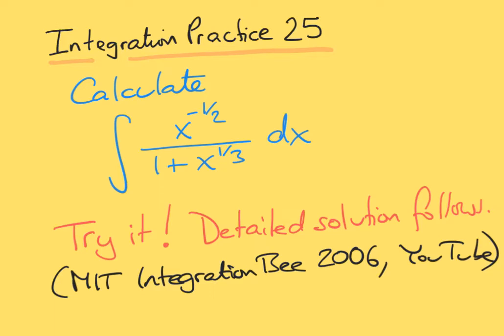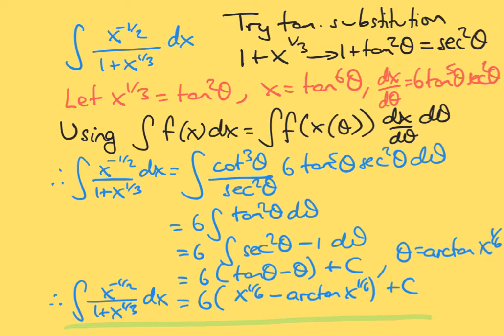Okay, welcome back. Let's look at the answer. So here's the integral that we want to calculate. There is this factor of x to the minus a half here, and the denominator is 1 plus x to the 1/3. And you could try a substitution, say your new variable is x to the 1/3, and then you could also say or your new variable is 1 plus x to the 1/3 and see what happens. I'm not convinced they're going to work very easily.